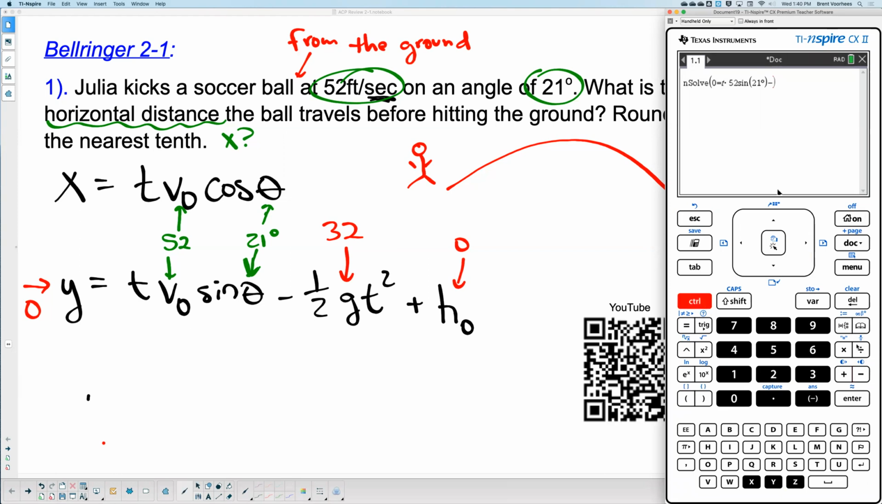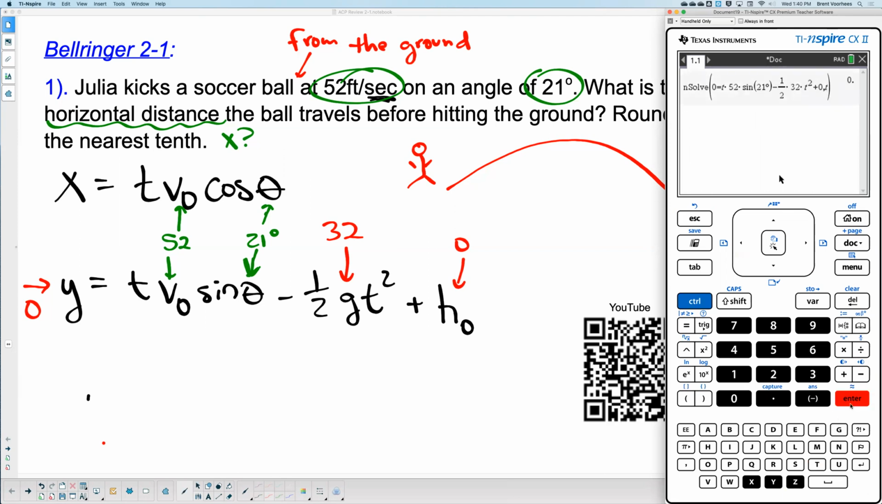Minus 1/2, and then the gravity is 32 because we are in feet. T squared. Plus 0. Now, if I hit enter right now, it's going to give me an error. What did I forget? Okay, and now I got to show you a trick that you might not have seen before.